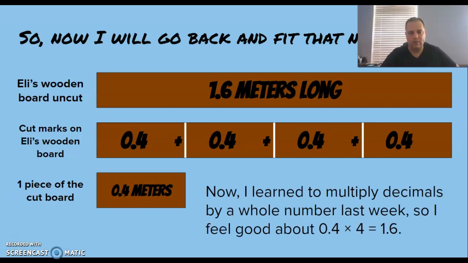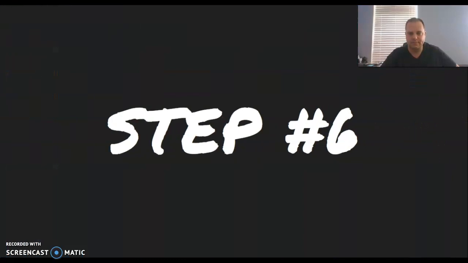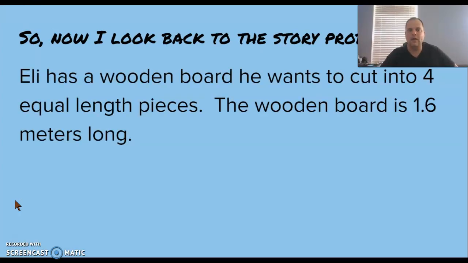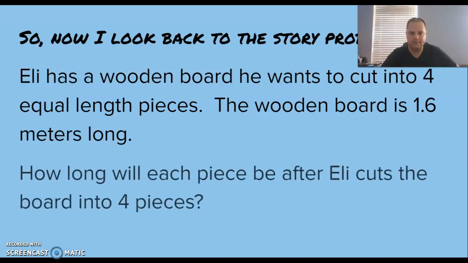Now, last week, I learned how to multiply decimals by a whole number. So I feel good about the idea of 4/10 times 4 equals 1 and 6/10. Step number 6. Now I'm going to look back at the story problem itself. Eli has a wooden board he wants to cut into 4 equal pieces. The wooden board is 1 and 6/10 meters long. How long will each piece be after Eli cuts the board into 4 pieces?